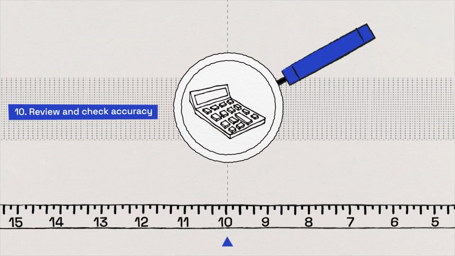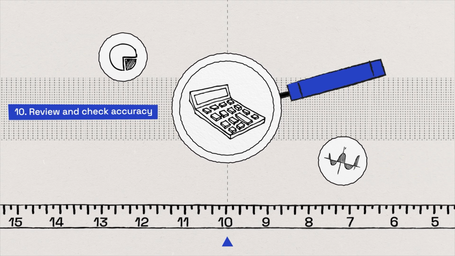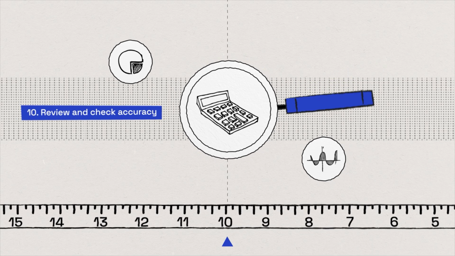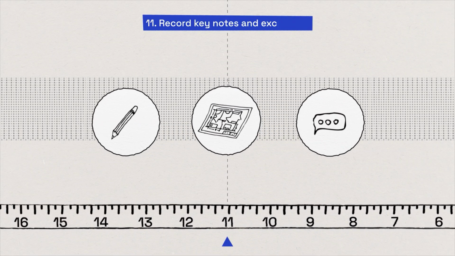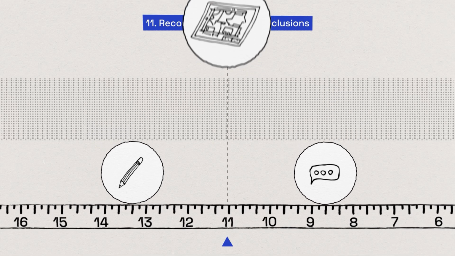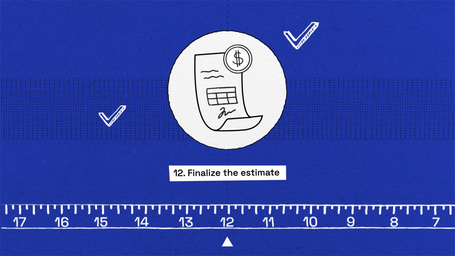In construction estimating, it's super important to review your work. You know what they say, measure twice. So number 10 is to double check the math and confirm details with specialists if needed. 11. Be sure to document key decisions, assumptions, and exclusions in the estimate. Doing this helps avoid miscommunication down the road. Finally, step 12, where you finalize the estimate. Present a clear breakdown and be sure to get a formal sign-off on the estimate from the client.